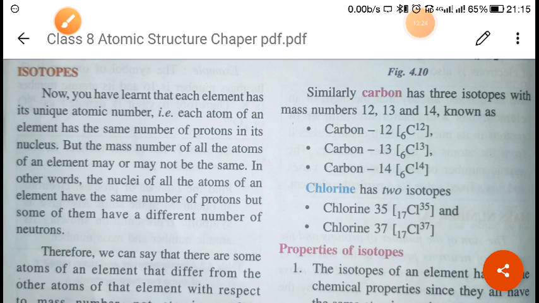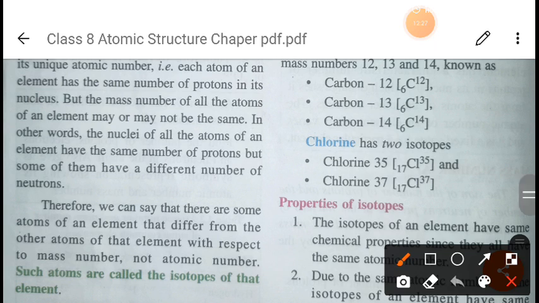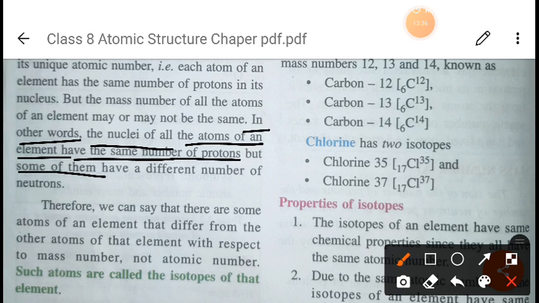So in other words, the nuclei of all the atoms of an element have the same number of protons, but some of them have a different number of neutrons. We can say that for most elements the atomic numbers are the same, but in some cases you will see that the mass numbers are not the same. So why are these mass numbers not the same? Because of the neutrons, because of the difference in the number of neutrons, the mass numbers are not the same.